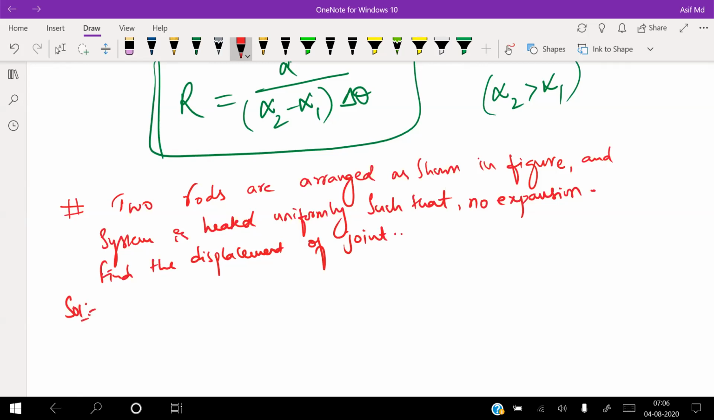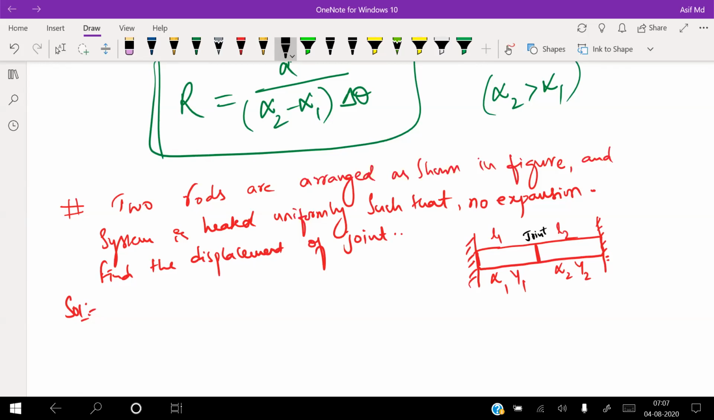This is the question. I'll give the diagram here. You see, the diagram is something like this. This is a rod here, and it is fixed here. And this one is also fixed here. In between, there is a joint. This one is alpha 1, this one is your y1, and this one is alpha 2, this one is your y2. This has a length L1, and this has a length L2, and this one is your joint.